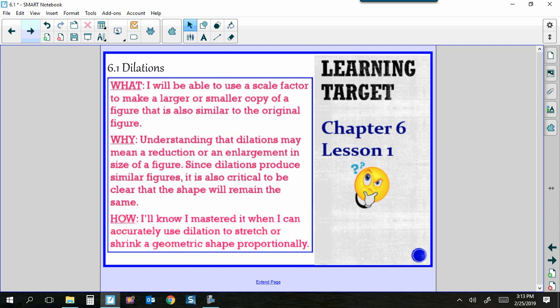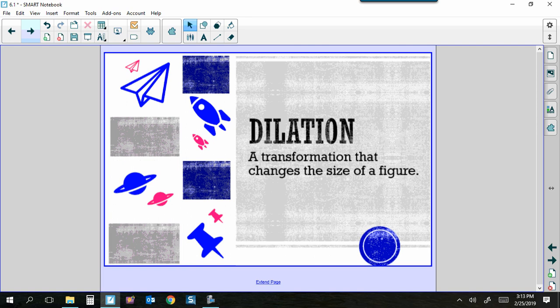How will we know we mastered it? Well, you'll know you have it mastered when you can accurately use dilation to stretch or shrink geometric shapes proportionately. Awesome. Let's go ahead and get started. First thing is, what is a dilation? A dilation is a transformation that changes the size of a figure.